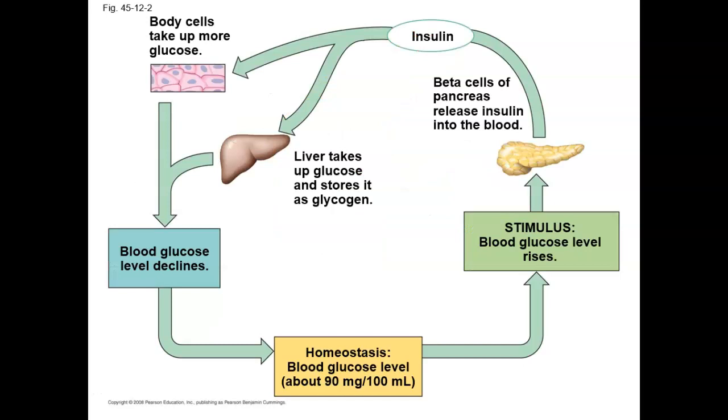Okay, when your body eats the donut and your blood glucose level rises, your pancreas releases insulin into the blood. What that does is it initiates proteins to be inserted into the cell membrane of certain target cells within your body that pump the glucose into the cell. And it also stimulates the liver to take up the glucose and store it as glycogen. Then the blood glucose level decreases and you're back at homeostasis, which is about 90 milligrams per 100 milliliters of blood.